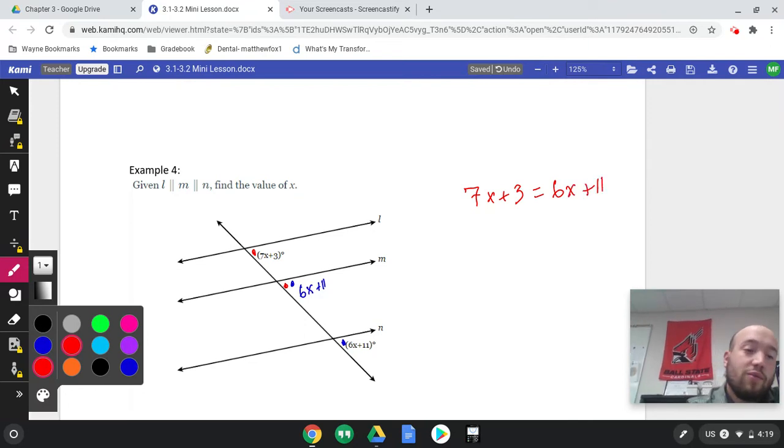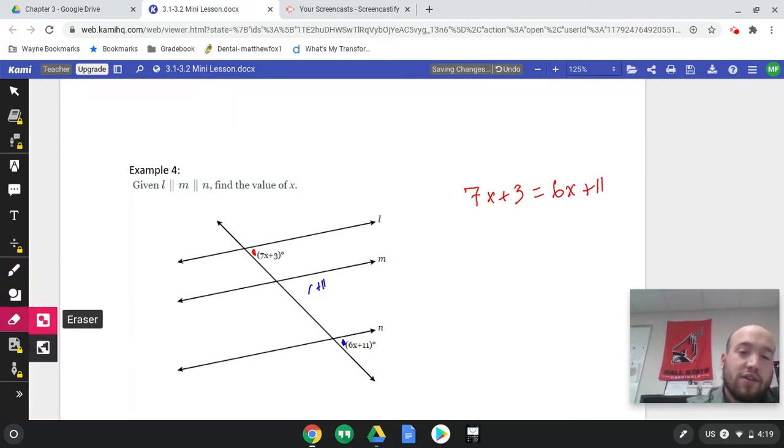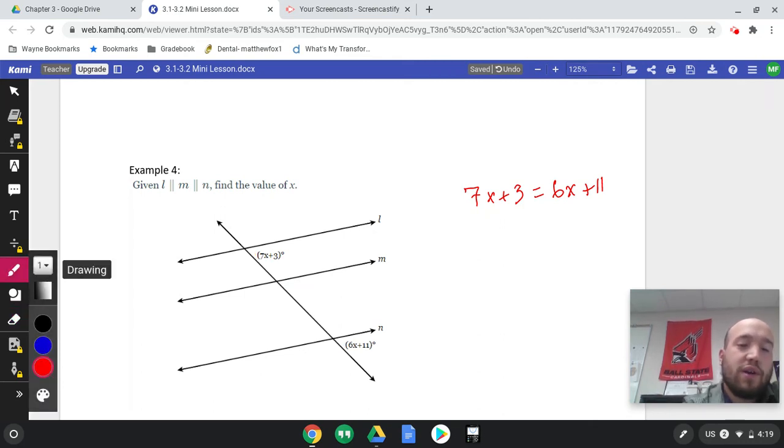However, there's even one easier way we can do this. In my opinion, it's easier. And that is if these lines are parallel, we can just forget about this line. I'm going to kind of cut it out. I blacked it out. And now L and N are still parallel, which means this and this angle are corresponding. So if that's the case, we set them equal to each other.